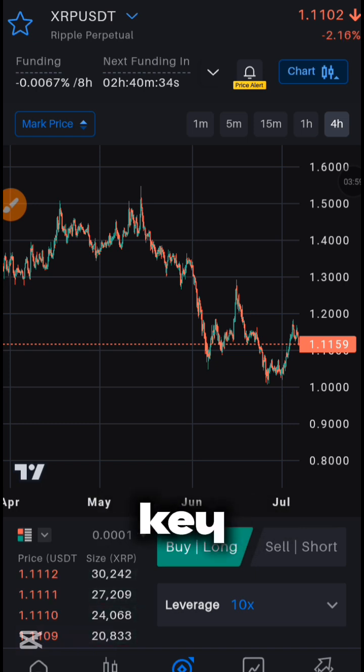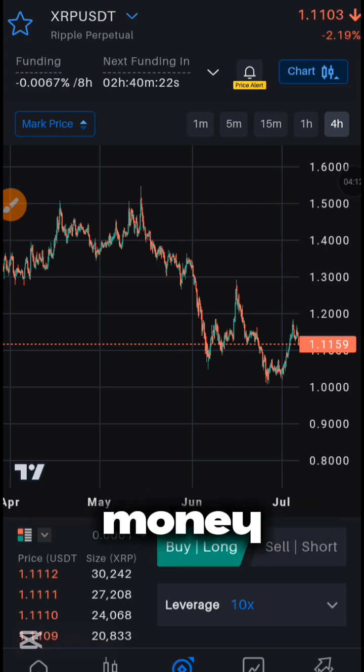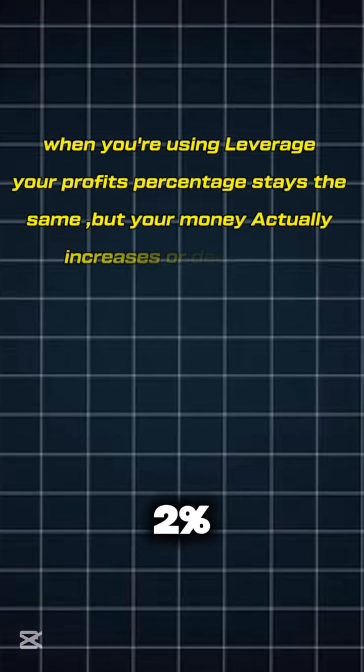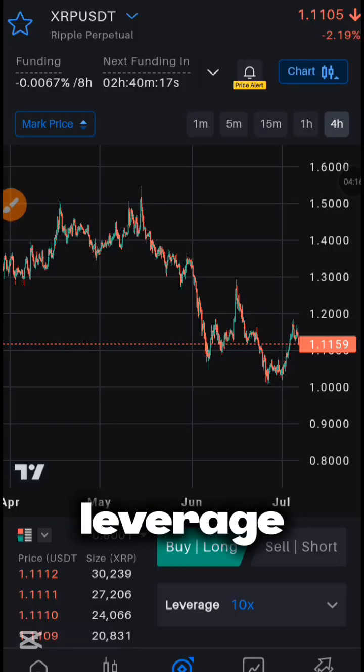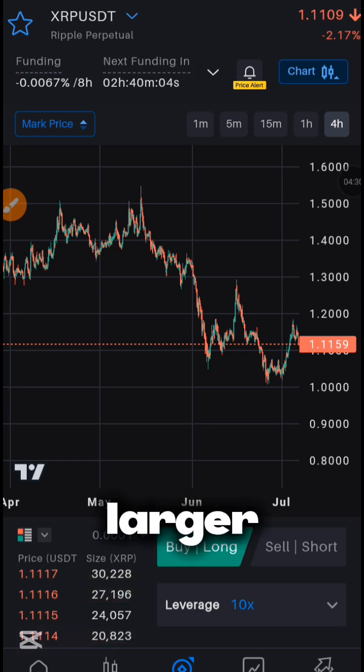Now here is the key idea you need to take note of. Profit stays the same percentage-wise, but feels bigger in money terms. If price moves 2% at 1x leverage, you make 2%. Now at 10x leverage, you still make 2% but on a larger position.